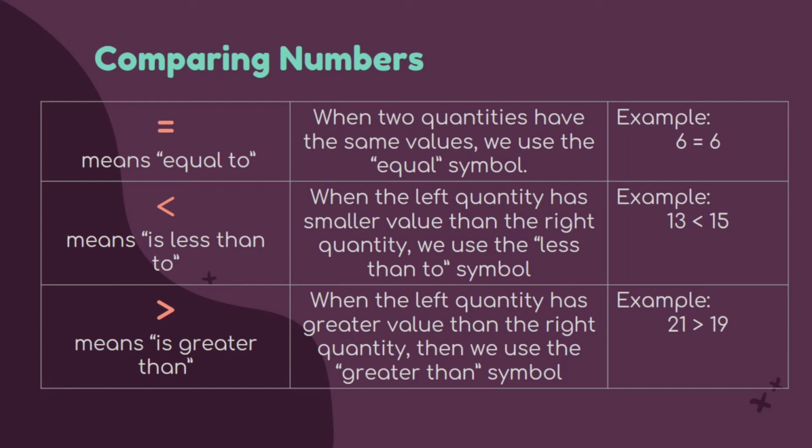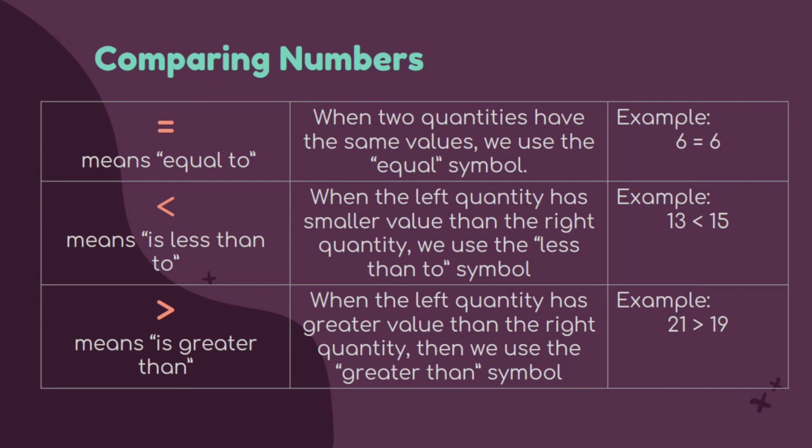The second symbol means is less than. When the left quantity has a smaller value than the right quantity, we use the less than symbol. For example, 13 is less than 15. The left quantity, which is 13, has a smaller value than the right quantity, which is 15. So we use the less than symbol. 13 is less than 15.